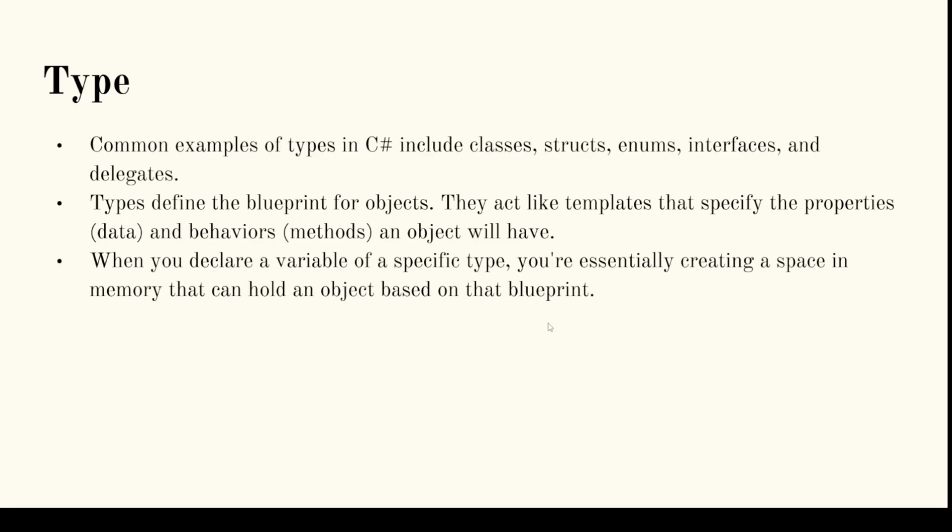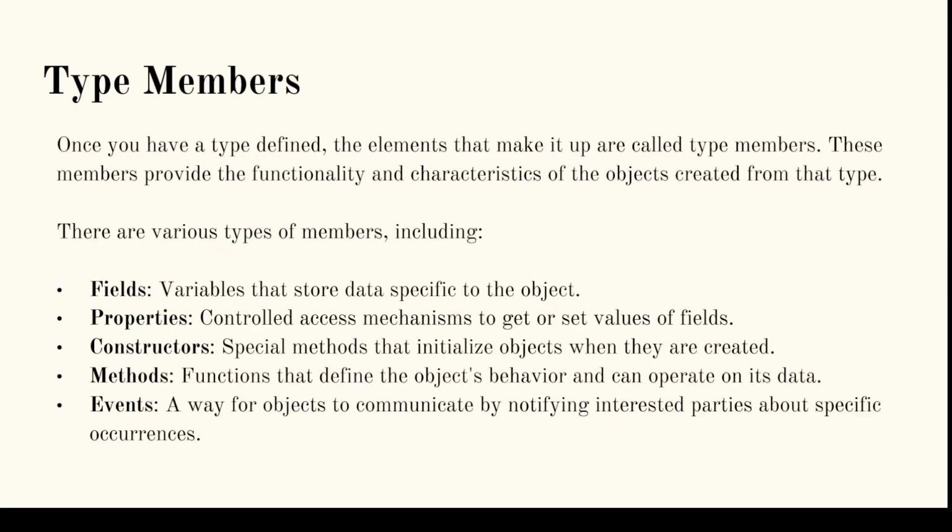Okay, so now let's move on and try to understand what type members are. Once you have a type defined, the elements that make it up are called type members. These members provide the functionality and the characteristics of the object created from that type. There are various types of members including fields, properties, constructors, methods, and events. Till now, we have understood fields, properties, constructors, and methods. We will learn about events in our future videos.